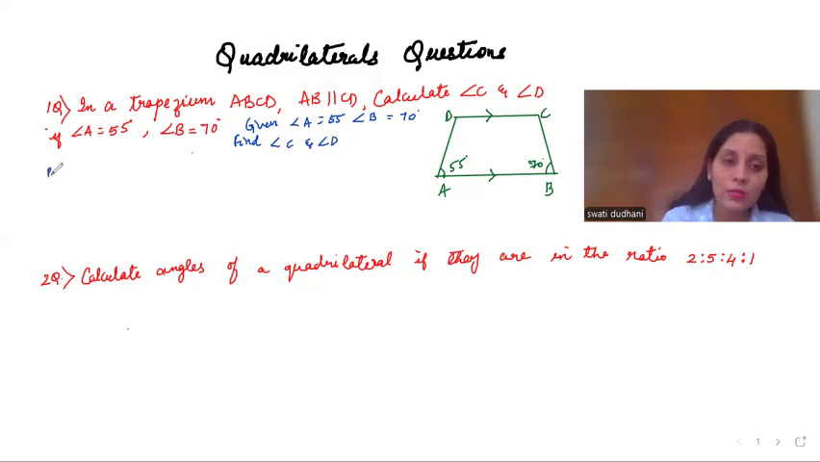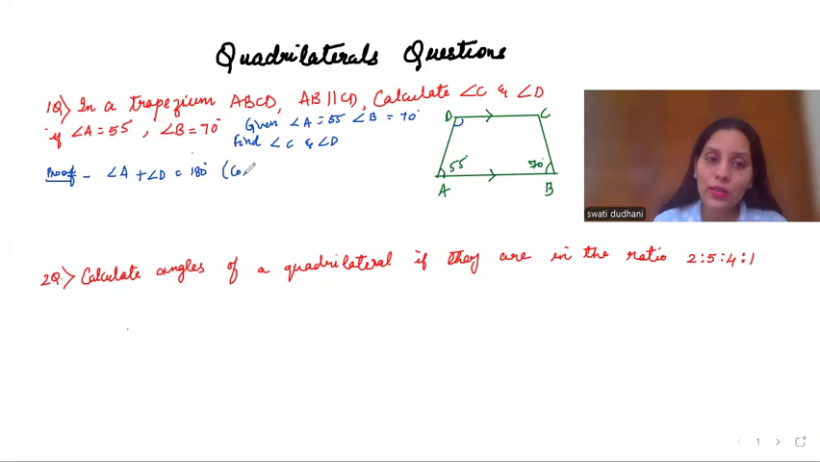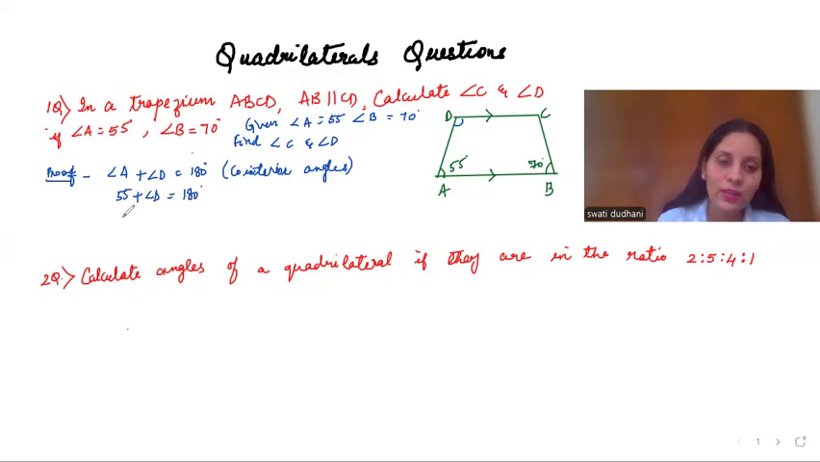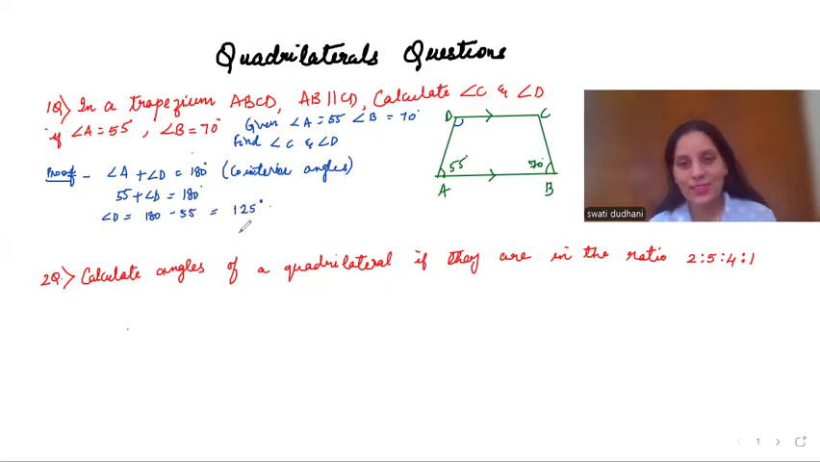Now, since we know that in a trapezium one pair of opposite sides is parallel, AB is parallel to CD. So angle A and angle D, what is the relation between angle A and angle D? Angle A plus angle D is equal to 180 degrees because of co-interior angles. Co-interior angles are always supplementary. So if A is 55, plus D is equal to 180, from this, angle D is equal to 180 minus 55, which will give you 125 degrees.